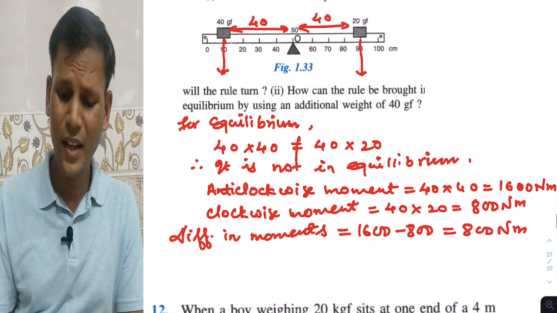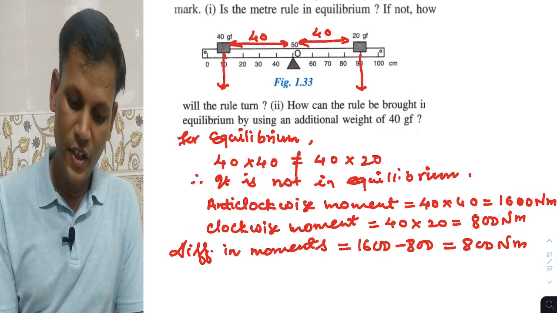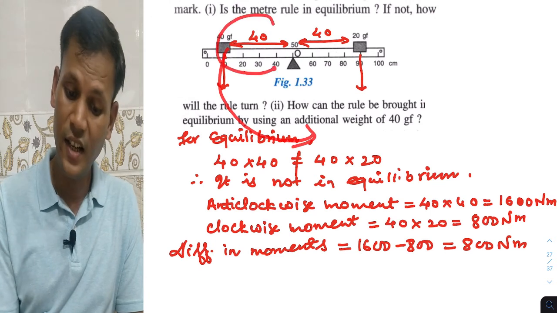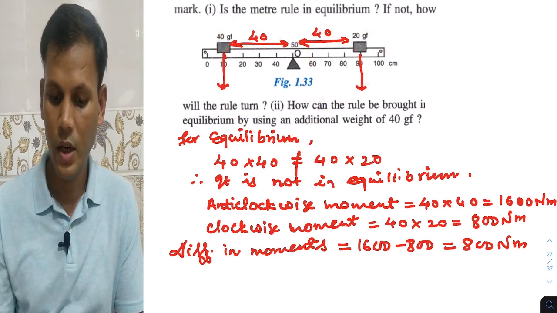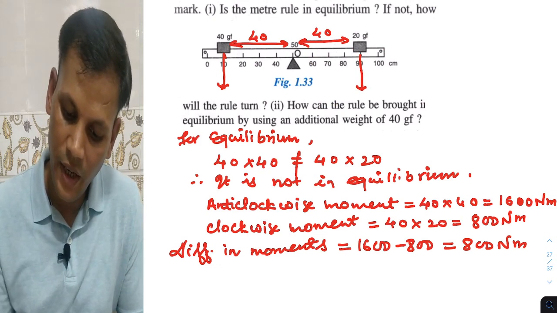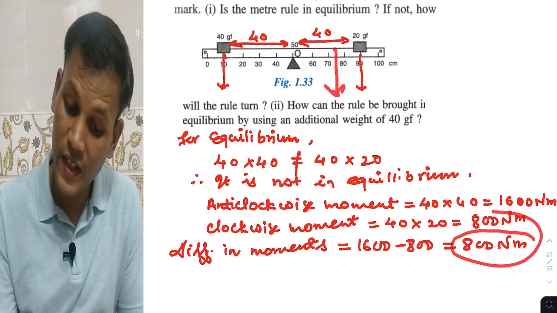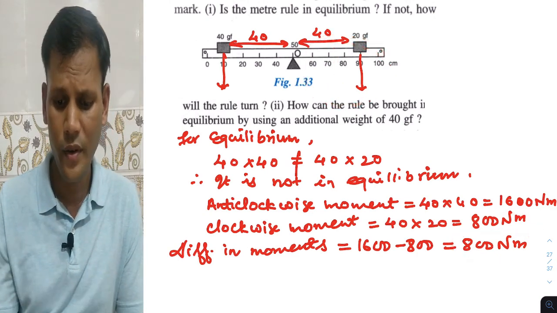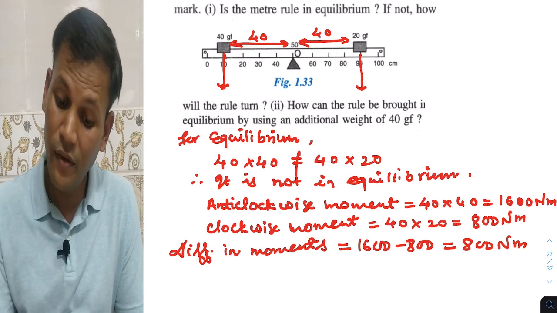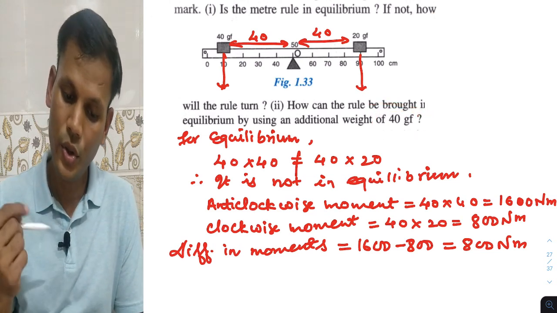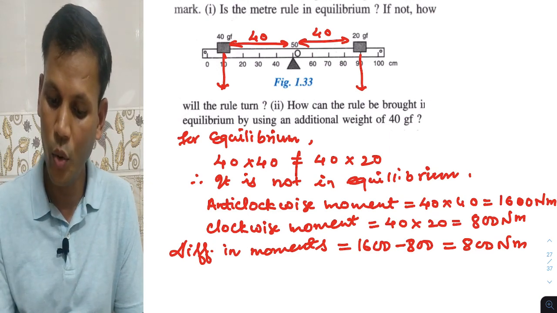Again, let me explain why I am taking that difference. The anticlockwise moment is 1600 and this is the clockwise moment, of course. So if we add another 800 Newton meter to this side, it will be balanced. That will be in equilibrium with the 40 gram force.